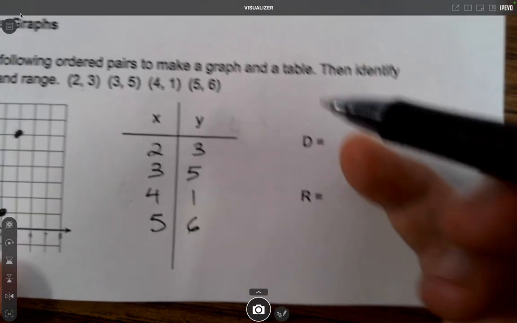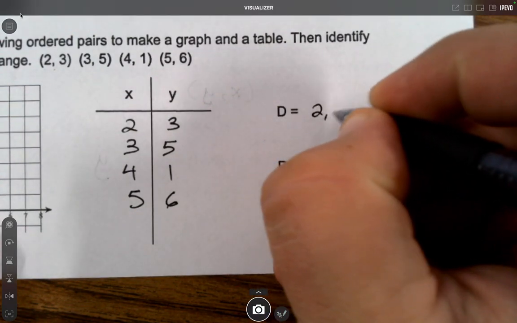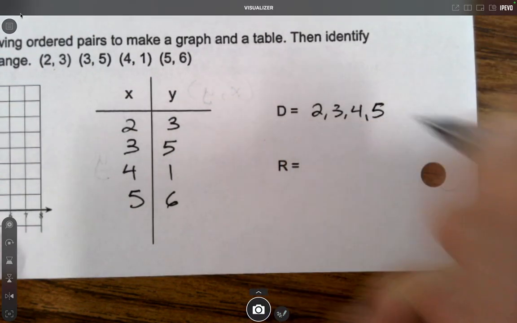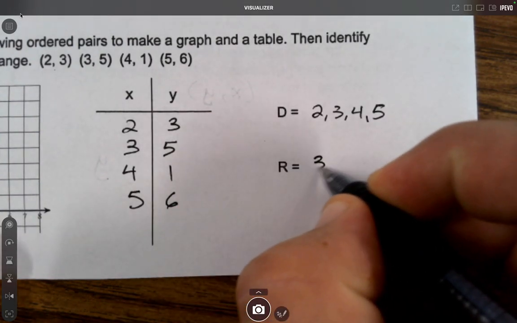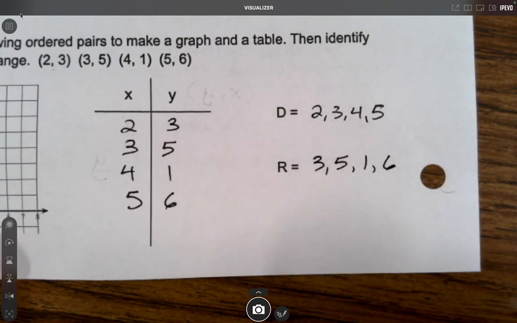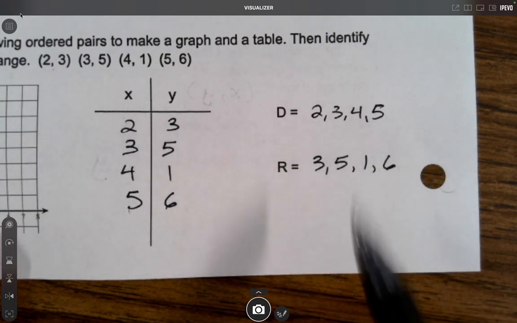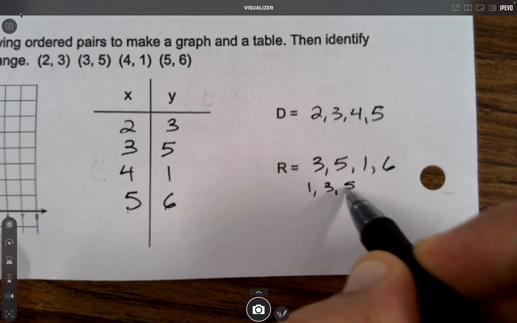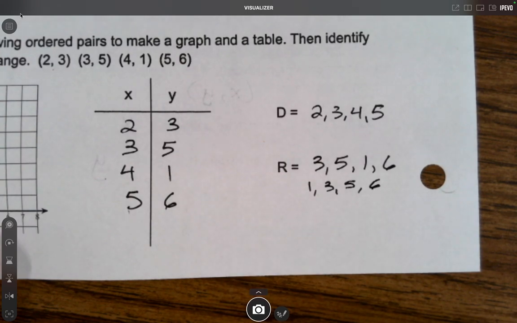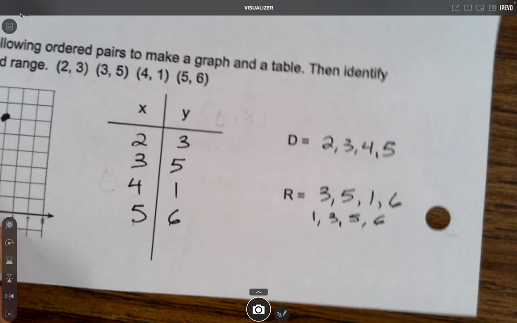The domain, that's all the x's. So a table has already grouped it for us. So the domain is 2, 3, 4, and 5. The range is 3, 5, 1, and 6. Now some books and some teachers will ask you to put these in numerical order. So the domain was already in numerical order from least to greatest. But they might ask you to rearrange this so the smallest is first, and it goes up from there. I'm not going to be picky either way because our book goes back and forth on that, but just wanted to make you aware that that may be a requirement in a future class.